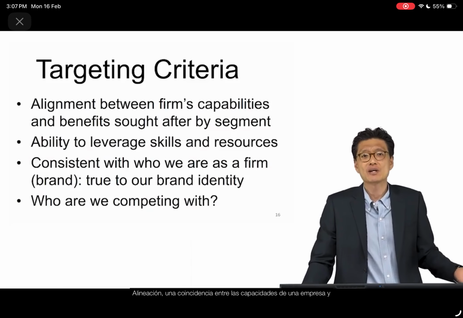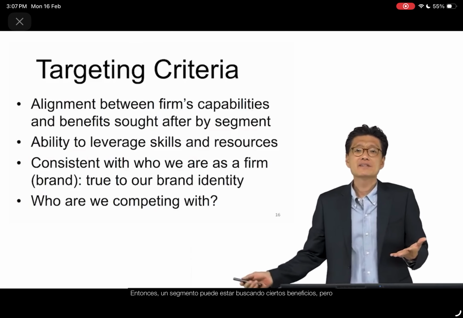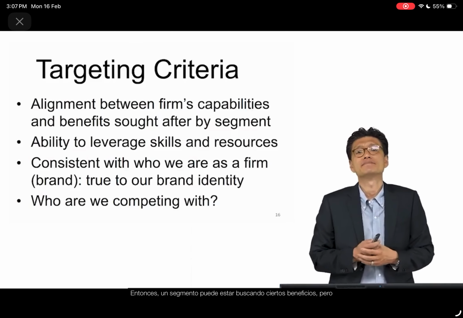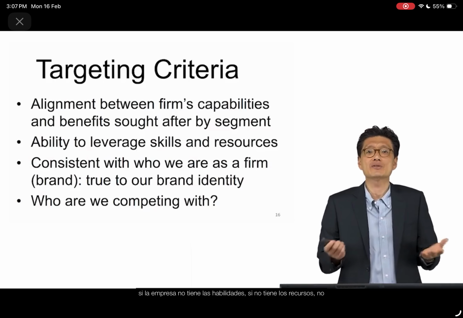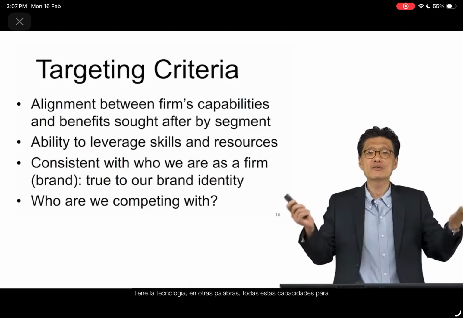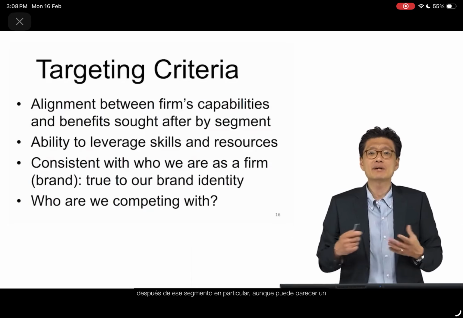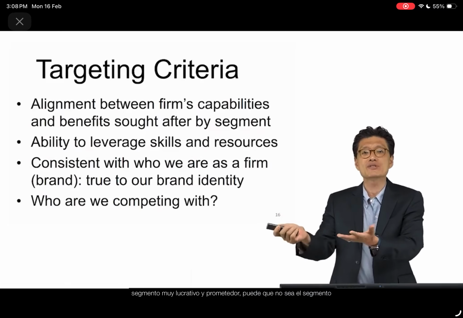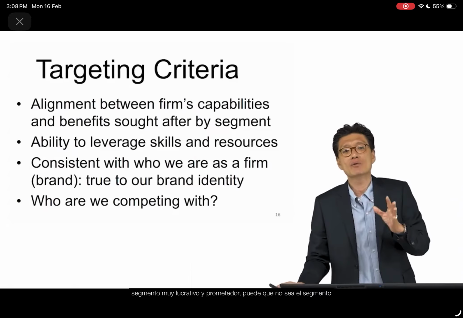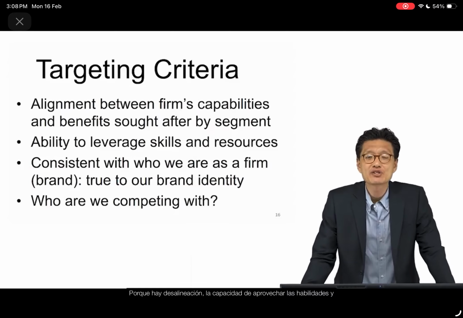Alignment, a match between a firm's capabilities and the benefits sought after by that segment, right? So a segment may be seeking certain benefits, but if the firm does not have the skill sets, the resources, or the technology, in other words, all the capabilities to deliver on that benefit, then although it may look like a very lucrative and promising segment, it may not be the right segment to target. Why? Because there's misalignment.